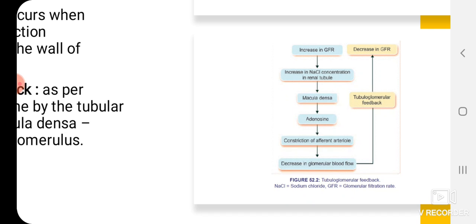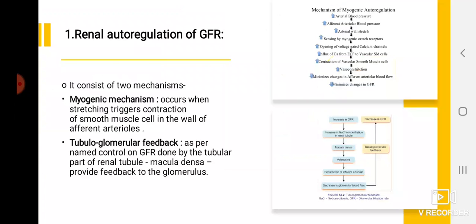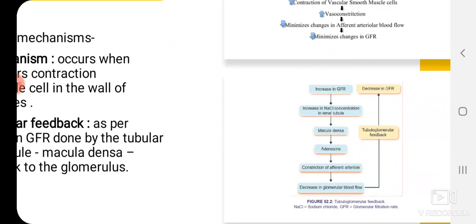So this is the feedback mechanism. You understand? Once more, I will explain one more time. So what happens in this tubuloglomerular feedback? If the fluid in the glomerulus is increased, then the filtration rate is increased. So the more the filtration, no more ions can be absorbed through the renal tubule. Most of the ions are flushed into the tube.